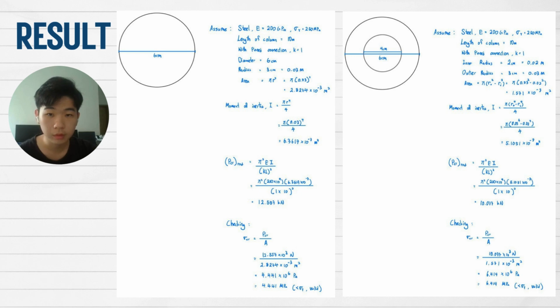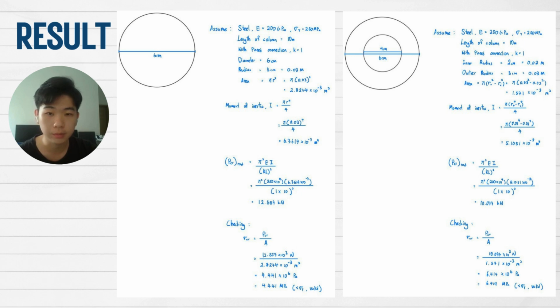For the result part, the assumption is that the steel has a yield stress of 200 megapascal and the bending stress is 250 megapascal. The length of the column is 10 meter, with a pin connection, so the effective length factor is equal to 1.